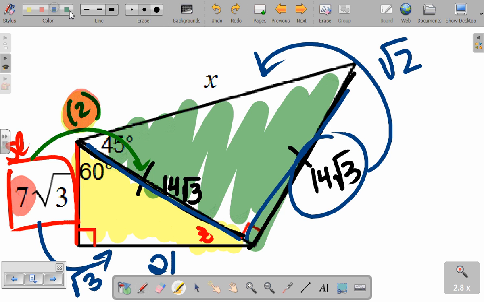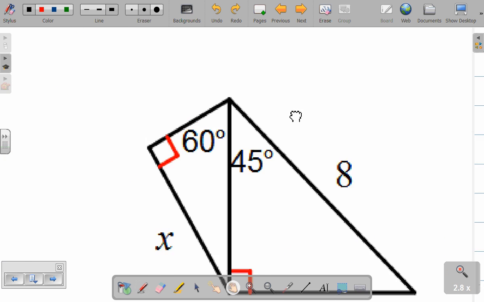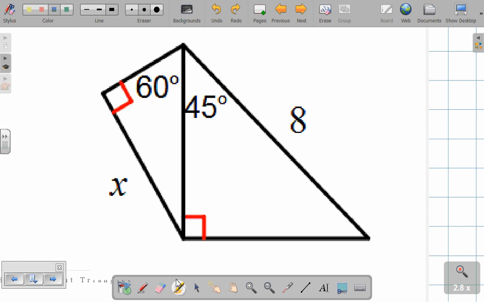Ready? I'd like you to fill this out. I'll give you 5 seconds and I'll give you the answer. How many of you got 14 root 6? Kudos. All right. Here's your graduation problem, friends. You don't just find X. I want all side lengths.